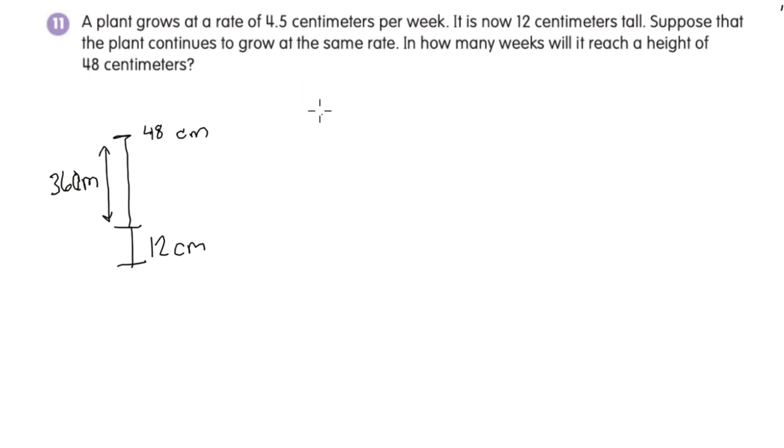And what we know is that it's 4.5 centimeters per week. So we could set up an equation here as 4.5W equals 36, and that'll give us how many weeks total. So all we have to do here is divide by 4 5/10. And when we do that, we get W equals 8, which means that it would take 8 more weeks to get to a height of 48 centimeters.